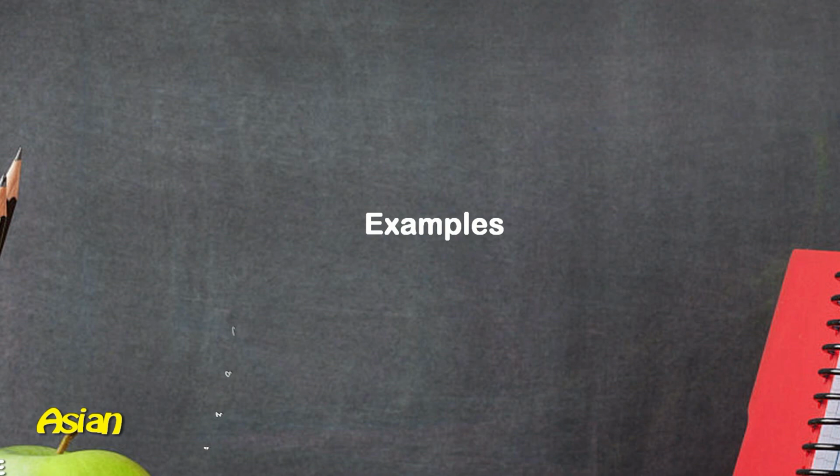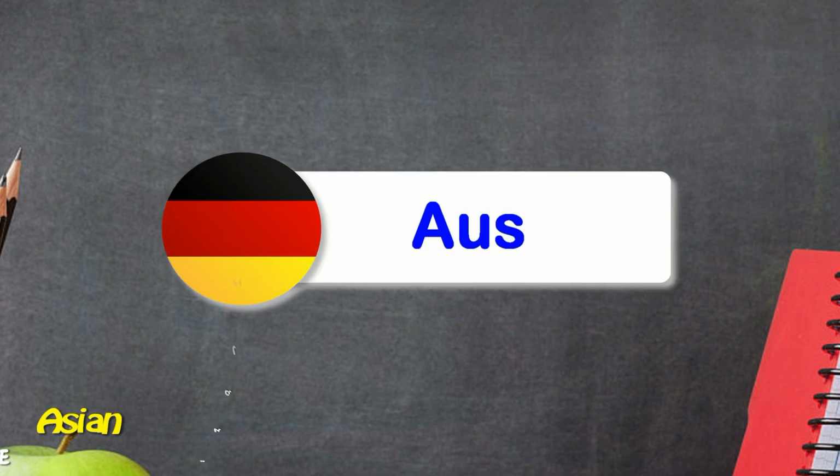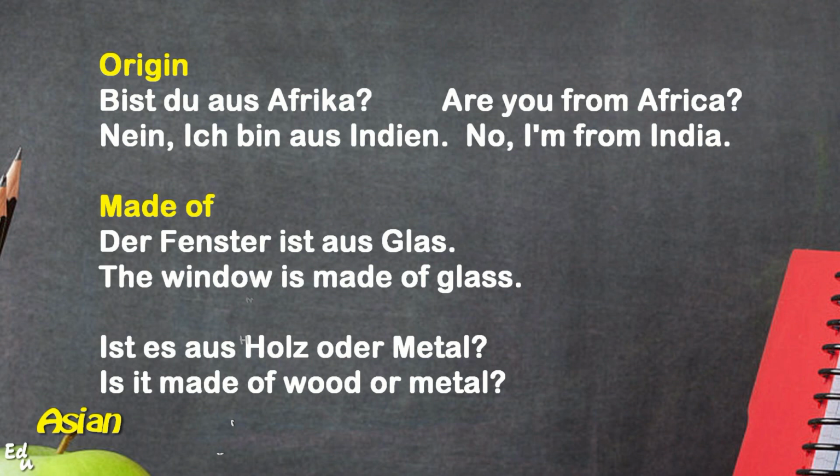Some examples. First of all, we will take aus. There are different meanings of aus in the German language. First one is origin. For example, bist du aus Afrika? Are you from Africa? Nein, ich bin aus Indien. No, I am from India. So this is the example of origin. This aus is used here for origin.